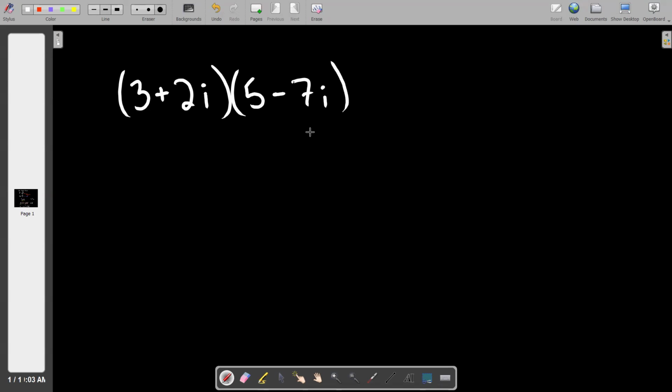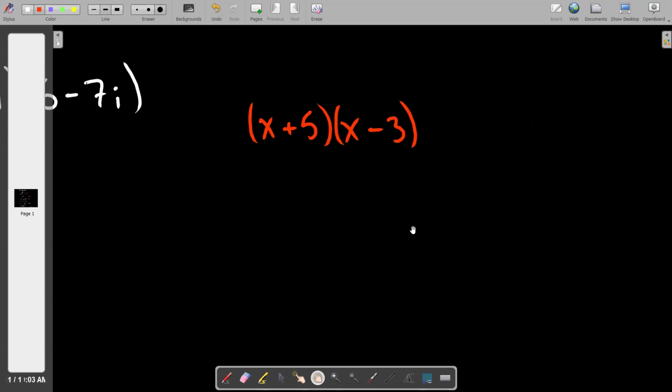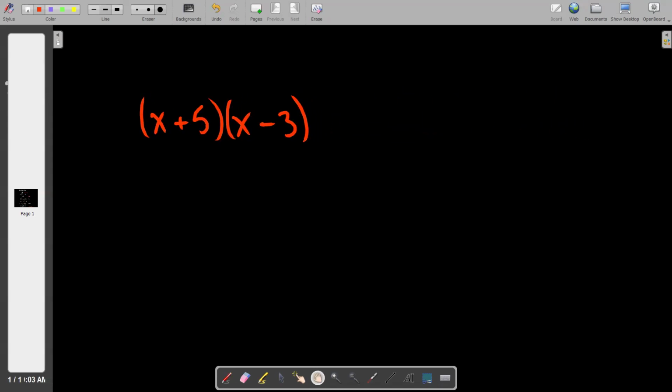So you'll recall from back in the day, probably back in Algebra 1, when we had a math problem like (x + 5)(x − 3). How many steps does it take to do that red math problem? It takes 4 steps, right?